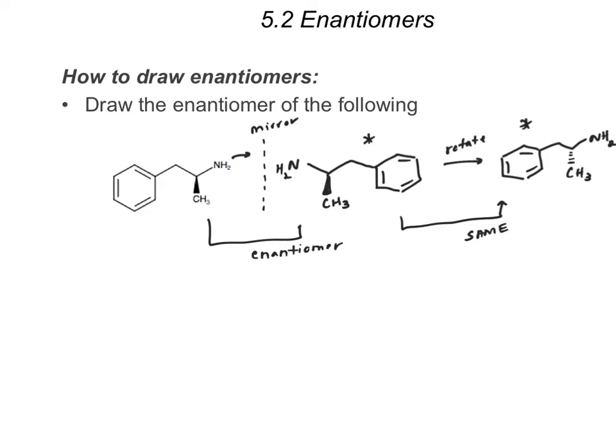Imagine the mirror in front, redraw the molecule, pick it up, rotate it. Is it superimposable? No, because for this guy, what was a wedge over here is now a dash, right? So this is a non-superimposable mirror image, it's the enantiomer of the original object, okay?